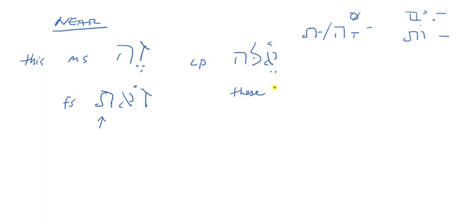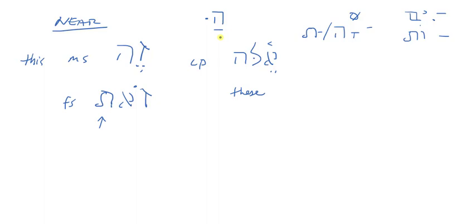Now, you notice in the book that I can add the article to these forms. And how is the article pointed? If I add the article, it's going to go where? Front or back? Articles go on the front of words, and they have a hey. What goes under the article? Pathach. And then what goes in the first consonant of the noun I'm attaching it to? A dagesh forte.